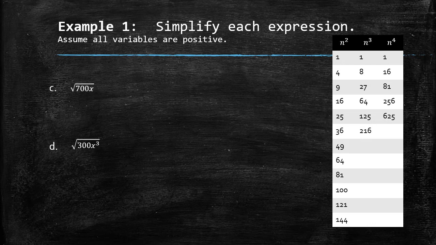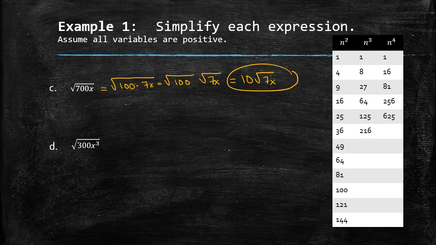Okay, part C. This time I have the square root of 700 times x. Okay, so 700 is not a perfect square, but 100 divides into it. So I'm going to think of 700x as 100 times 7x. I break this up into 2 radicals. Okay, I take the square root of 100 to get 10. So my answer simplifies to 10 times the square root of 7x. Notice that 7 does not have a perfect square that divides into it, and neither does x to the first power. So that's how I know that I'm fully simplified.